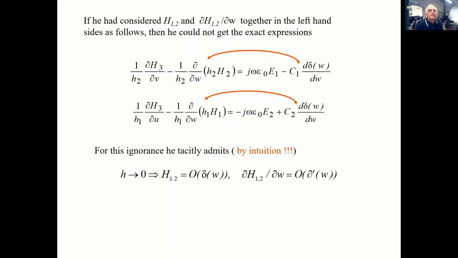If he had not made this omission and written his original equations like this, then he could not get the exact expressions. Although he did not explain the reason for his approximations, I think he intuitively admitted that when H tends to 0, the magnetic field becomes of the same order as delta W, while its normal derivative is of the order of delta prime W, and the latter is much more singular than the first. This difference in the orders of the singularities is obviously seen from the expression of delta WH.